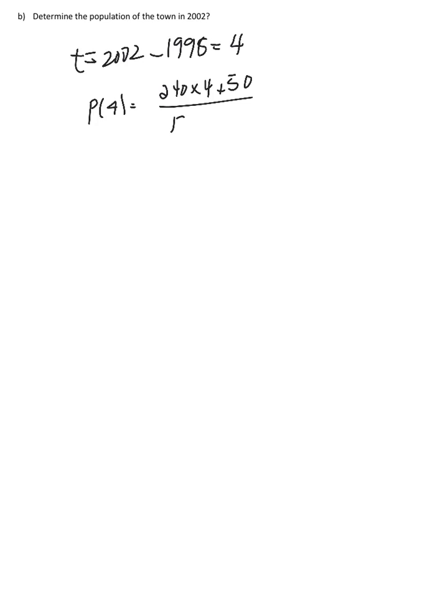The next question says determine the population of the town in 2002. Again, we know that t is 2002 minus 1998, which is going to be 4. So we have to evaluate the function p of 4, which is going to be (240 times 4 plus 50) over (12 plus 4). But remember, again, you have to multiply it by 1,000. This is going to give us 63,125.